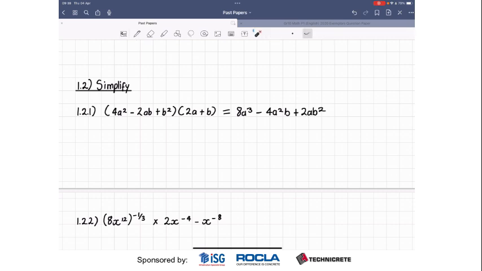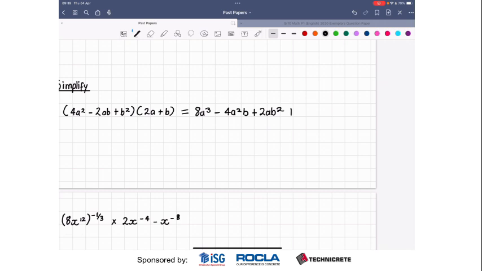And now I'm going to multiply all of the terms in the first bracket by this b. So I'm going to have plus 4a squared b minus 2ab squared plus b cubed. And then I'm going to group my like terms. So this one's got a squared b, this one has a squared b, and this one's got ab squared, and this one's got ab squared.